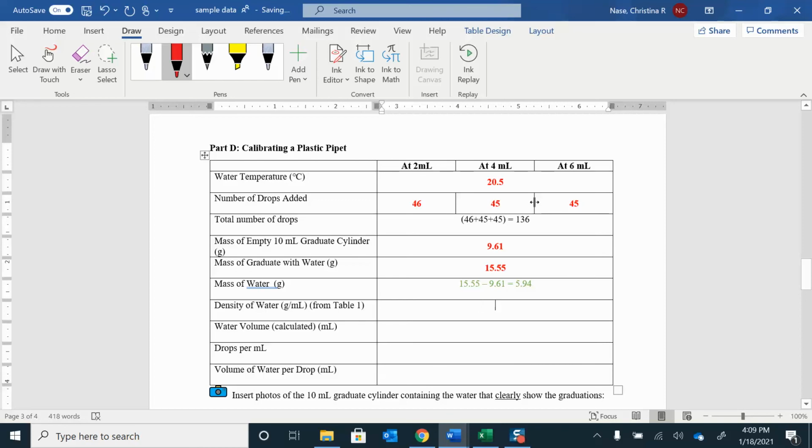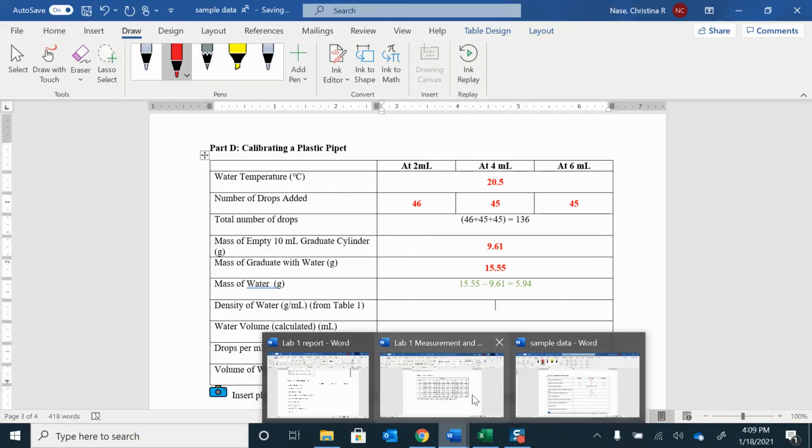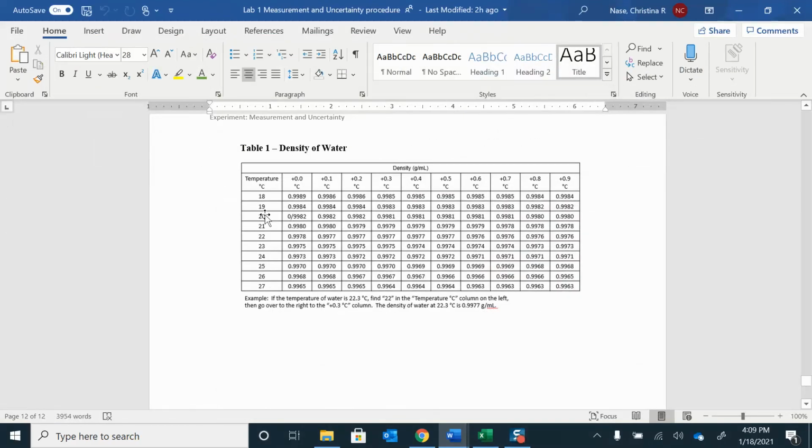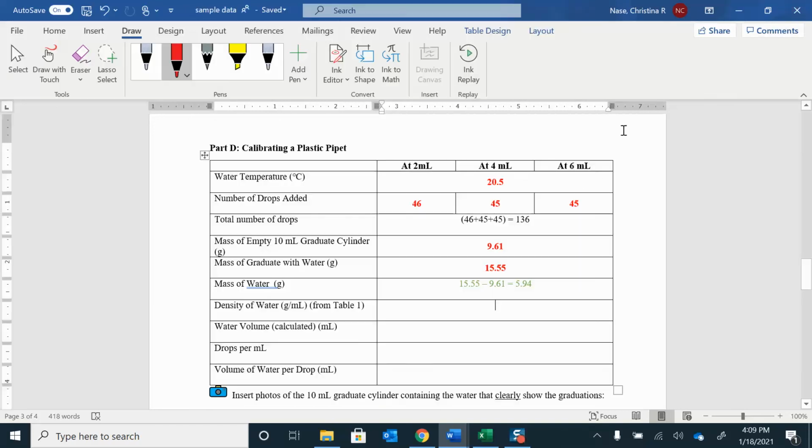The density of water, since I used the same temperature, is going to be the same as it was before. So if you go back over to this table, remember I had 20.5, so I went to 20, and then over here at 0.5, so I got 0.9981. That should be the same as part 1, so 0.9981 grams per milliliter. Now to calculate the volume, I'm going to do the same thing that I did last time. Density is mass over volume, so volume is mass over density. So volume is mass divided by density. So I'm going to do that here.